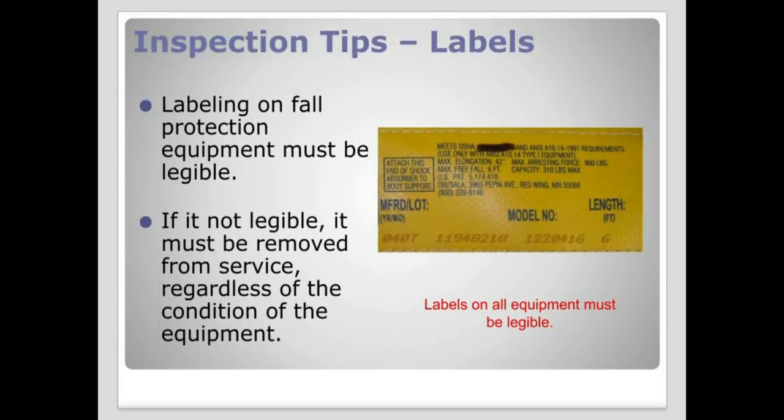Inspection tips regarding labeling. Labeling on fall protection equipment must be legible. If not legible, it must be removed from service, regardless of the condition of the equipment. Labels on all equipment must be legible as pictured to the right.